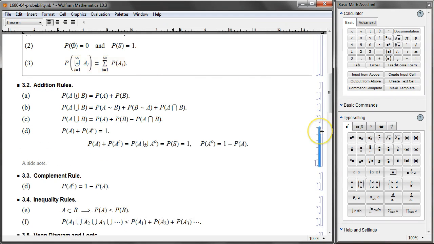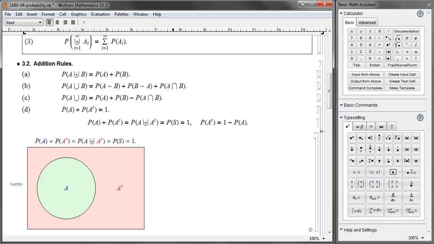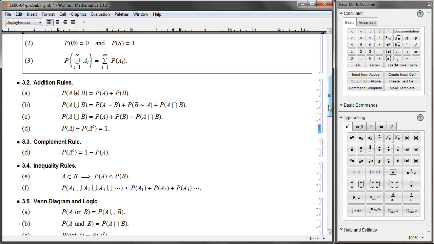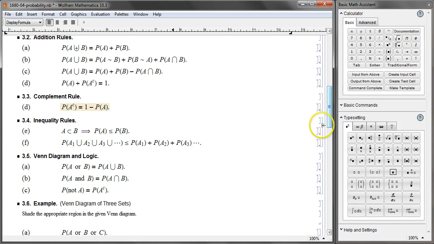The final picture, this one, shows complement events. A and A complement add up to the full sample space, 1. So if you subtract this P(A) away from the total 1, we get the final formula, which is quite useful for calculating the probability of the complement event, which is here.